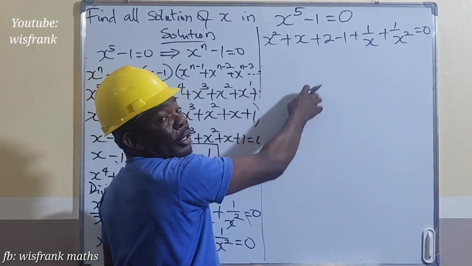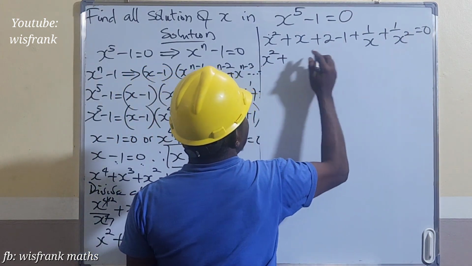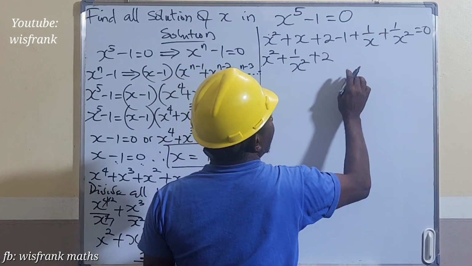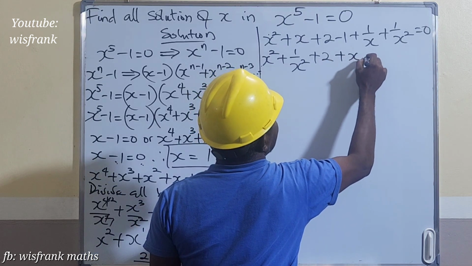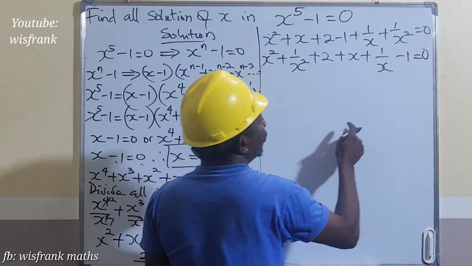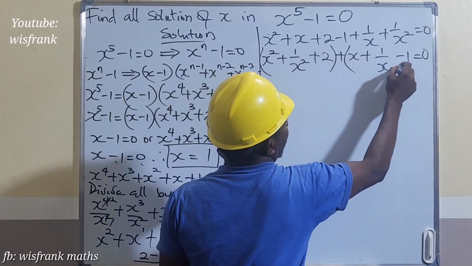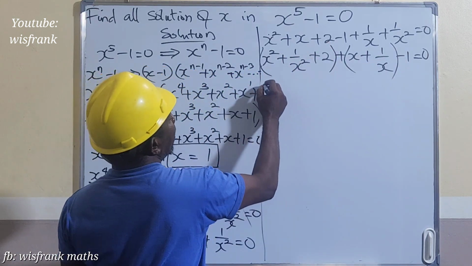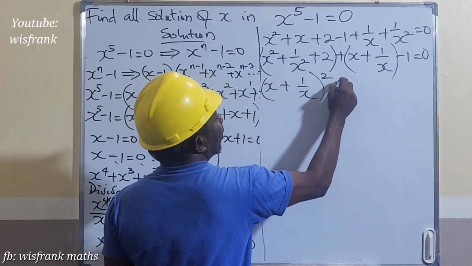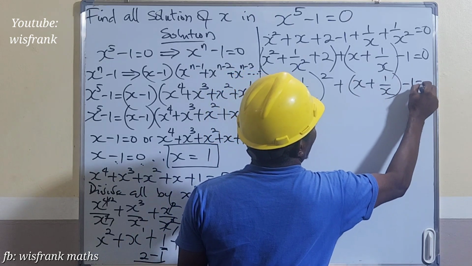Here, we can group this and collect like terms. By rearranging, we have x to the power of 2 plus 1 all over x to the power of 2 plus 2. Then here will still remain plus x, then plus 1 all over x, then minus 1 equals 0. So this is what we have. We can group this here and here. So this will become x plus 1 all over 2 all to the power of 2, then plus x plus 1 all over x, then minus 1 equals 0.